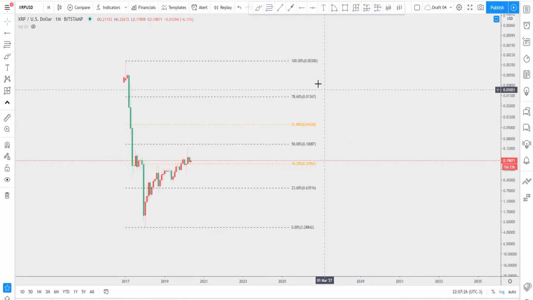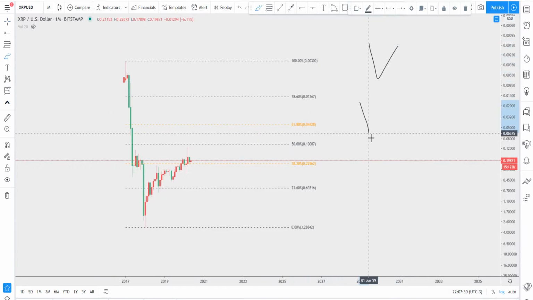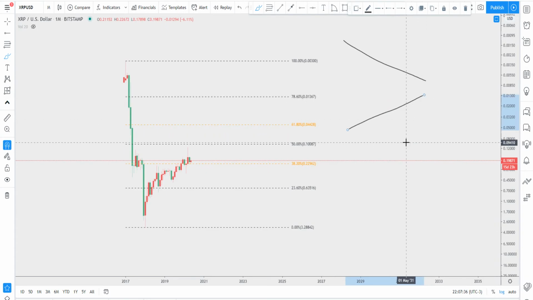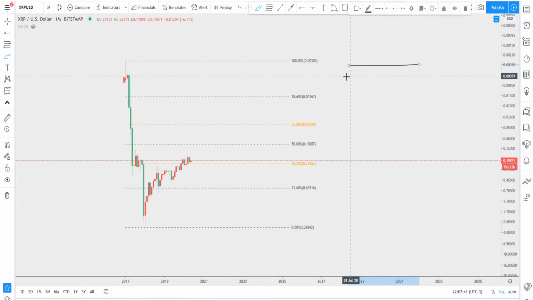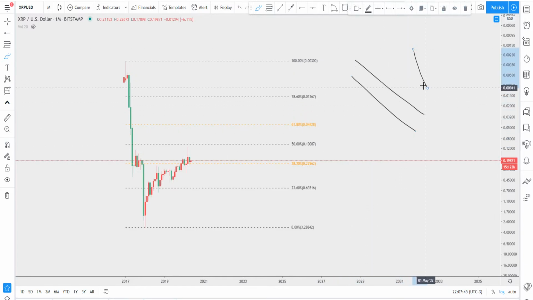Just another example here. When we don't have volume or volatility, what happens? The price action always fades, and it's going to fade in a direction. For example, this direction, or this direction. Okay, and each scenario can play out in three or more patterns.